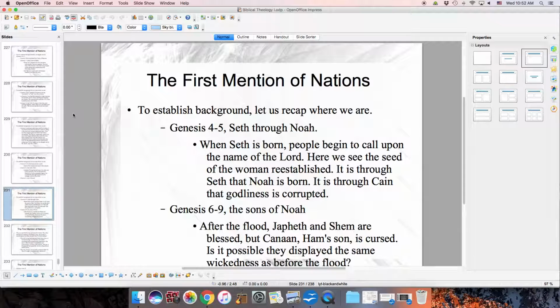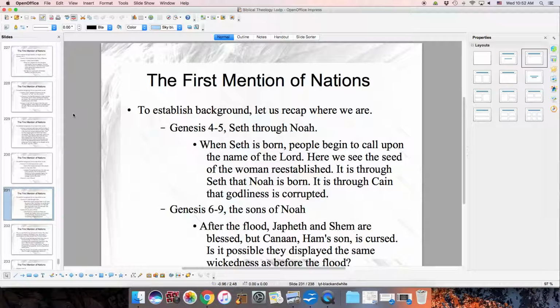Okay, so through Seth being the seed of the woman, we have Noah, the deliverer, the one who survives the flood. Through Cain, the godly are corrupted. As it says, the sons of God were infatuated. I'm paraphrasing because I don't remember the exact phrase, but the sons of God were infatuated with the daughters of men, and this led to corruption, and God was grieved over the sin that he saw.